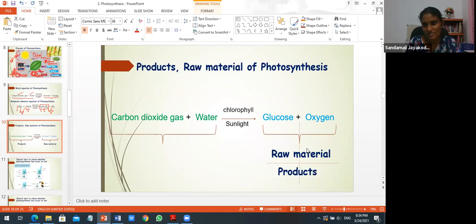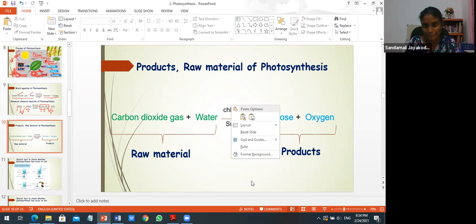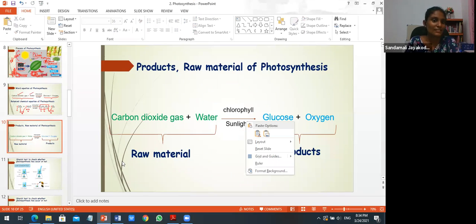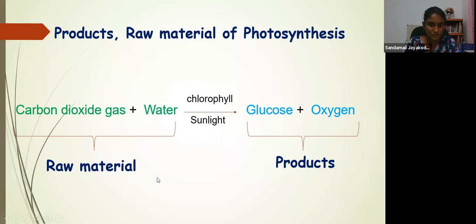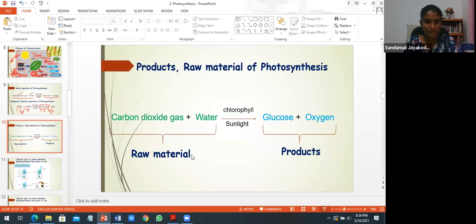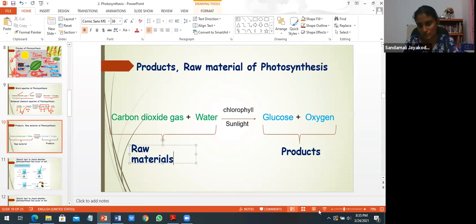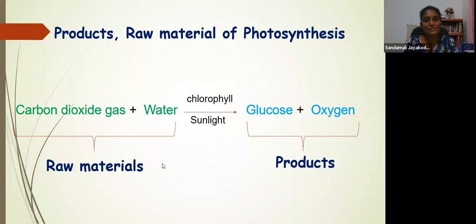Those are the products, those are the raw materials. I have put that wrong. Okay, here. These are the carbon dioxide and water, the raw materials. We were discussing that from the beginning too. They are raw materials, and the products are the glucose and oxygen. So here, glucose is the main product.